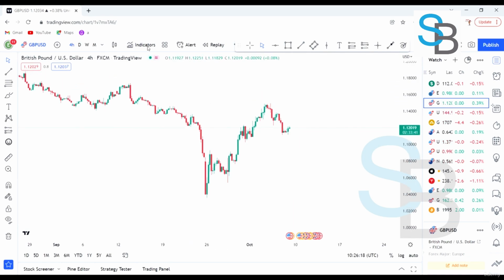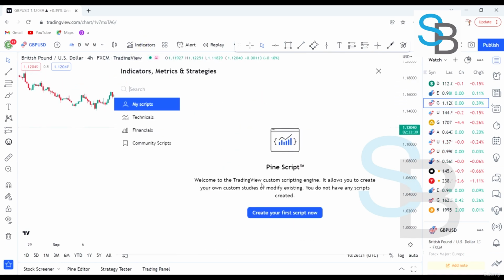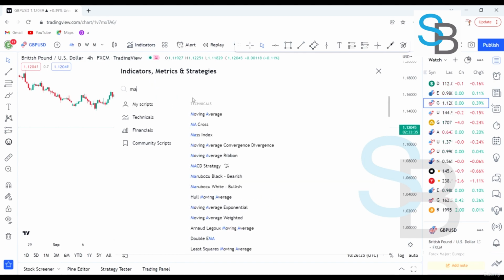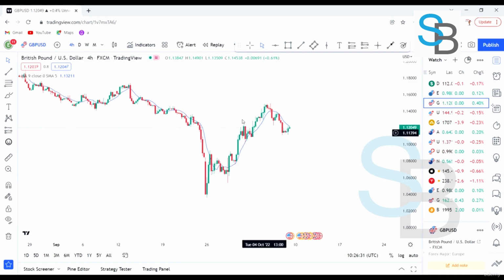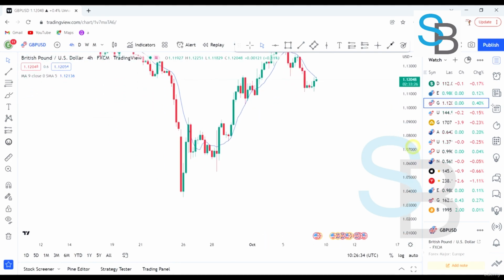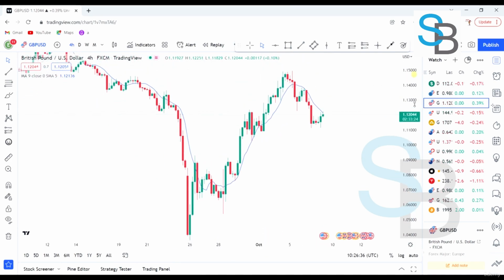Now I'm on TradingView, so I'm just going to go on indicators and then search MA, just type MA or moving average. Now this is the moving average, so just click on it. Okay, when you click on it, it then adds the moving average to our chart. Now this is the moving average on our chart.